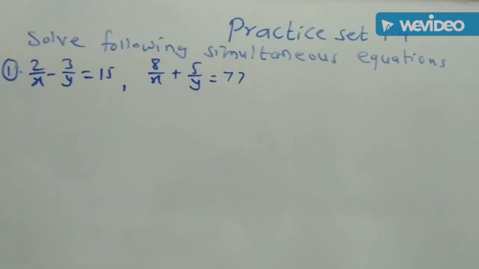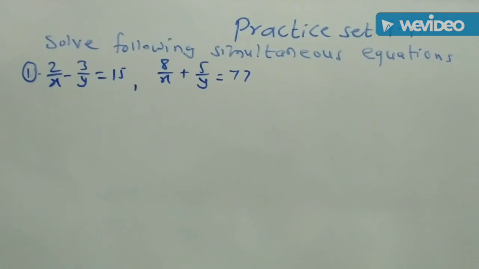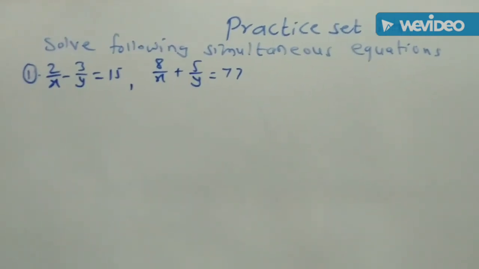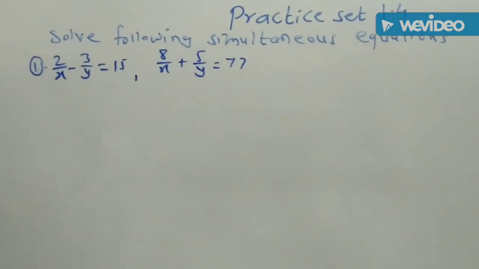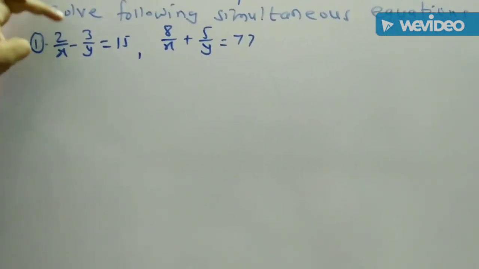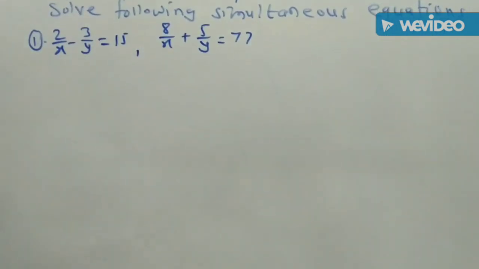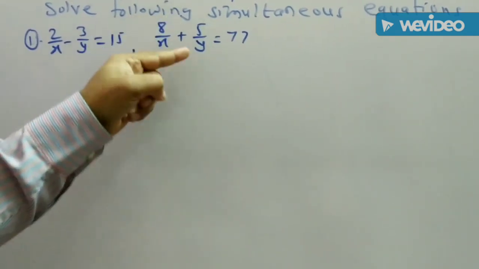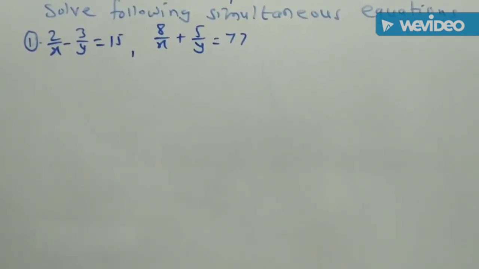Students, today I am going to teach you the examples of practice 1.4. Solve the following simultaneous equations. First example is 2 upon x minus 3 upon y is equal to 15 and 8 upon x plus 5 upon y is equal to 77.